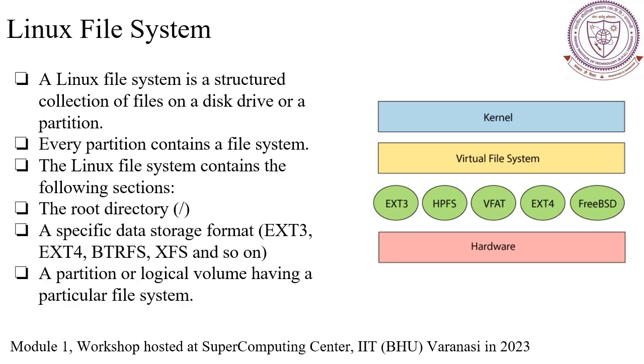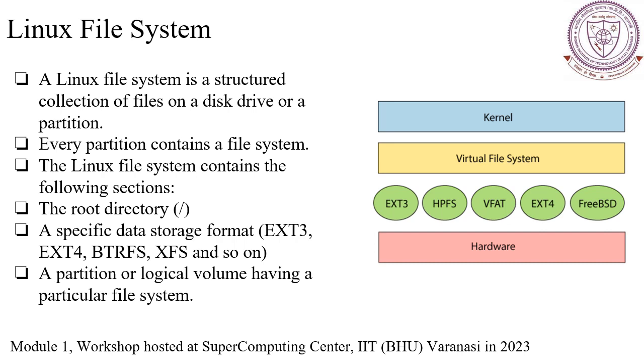Now we will see the Linux file system. A Linux file system is a structured collection of files on a disk drive or a partition. Every partition contains a file system. The Linux file system is organized in a hierarchical structure with the root directory at the top. The root directory is denoted by the forward slash symbol. The Linux file system contains the following sections: the root directory, a specific data storage format, and a partition or logical volume with a particular file system. Let's see them one by one in some detail.